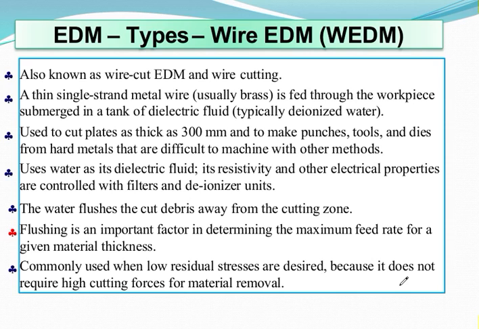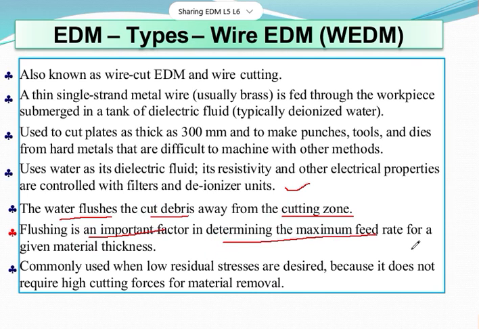It uses water as its dielectric fluid. Its resistivity and other electrical properties are also controlled with filters and a deionizer unit. And the water flushes the cut debris away from the cutting zone. Flushing is a very important factor to determine the maximum feed rate for a given material thickness. And commonly it is used when low residual stresses are desired, because it does not require high cutting force for material removal.